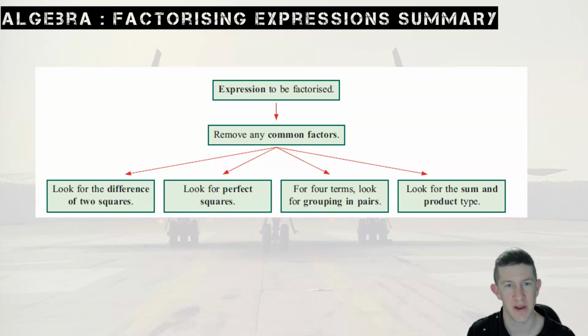So just to recap, we have an expression that needs to be factorized. First, we need to remove any common factors, if we can. That's the simplest approach to start with. Then from there, we've got four options. We look for the difference of two squares process. We look for a perfect squares pattern. We look for four terms, or how we could group sections into pairs. And we look for sum and product type factors. And they're the four key ways that we can summarize that we've looked at so far.